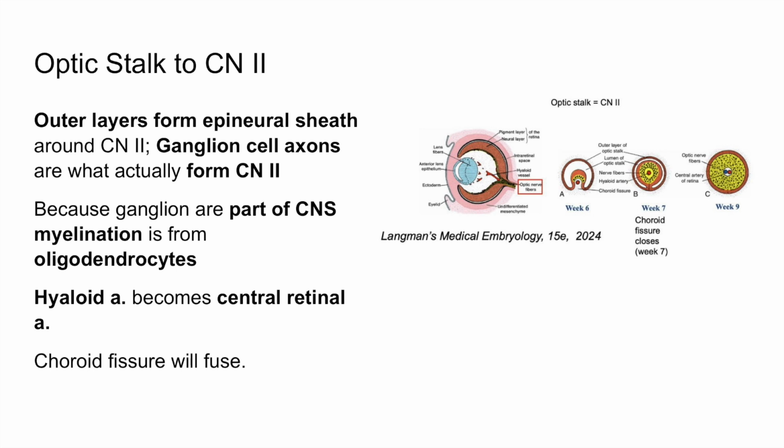So the key takeaway, again, is that the optic nerve forms from ganglion cell axons filling the optic stalk. It is fully a central nervous system structure with oligodendrocyte myelination and meningeal coverings, and its development is closely tied to that hyaloid artery and proper closure of the choroid fissure.